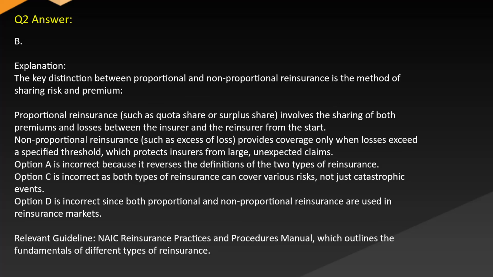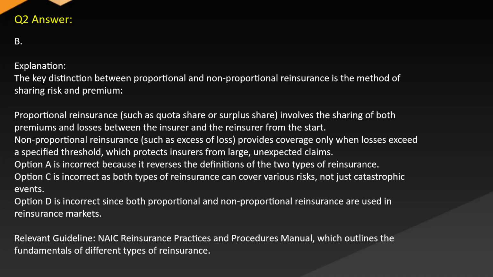Answer: B. Explanation. The key distinction between proportional and non-proportional reinsurance is the method of sharing risk and premium. Proportional reinsurance, such as quota share or surplus share, involves the sharing of both premiums and losses between the insurer and the reinsurer from the start. Non-proportional reinsurance, such as excess of loss, provides coverage only when losses exceed a specified threshold, which protects insurers for large unexpected claims. Option A is incorrect because it reverses the definitions of the two types of reinsurance.